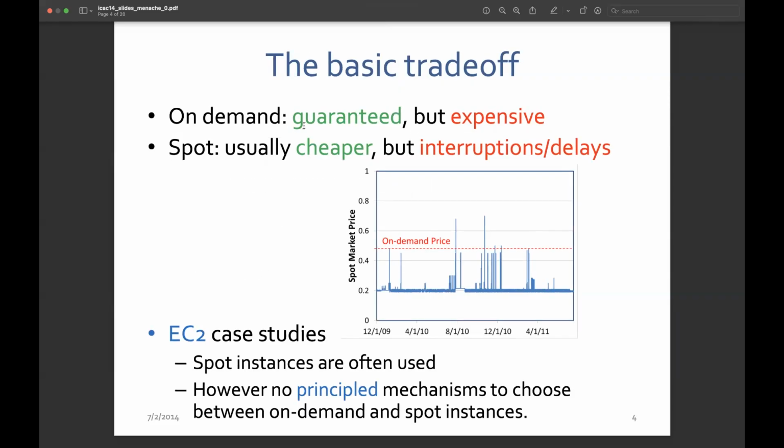With on-demand instances, you purchase for a period of time and it is guaranteed to complete your job, but they are more expensive. It is possible that you could not utilize all of the computing resources that you have already purchased, but still you have paid for it.